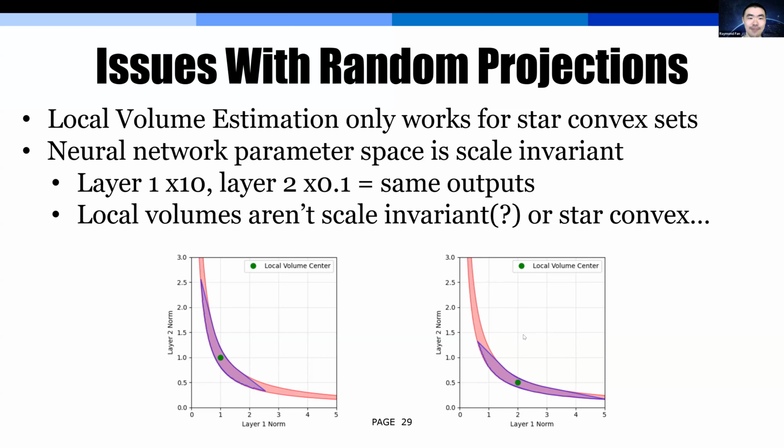And one of the reasons this is problematic is because neural network parameter space is scale invariant. If you have a network and one layer has weights that are 10 times as large and one layer has weights that are 10 times smaller, then you'll just get the same output, because the weights propagate, sort of. And local volumes don't seem to be very scale invariant, and because of that, you run into issues where they're not very star convex a lot.